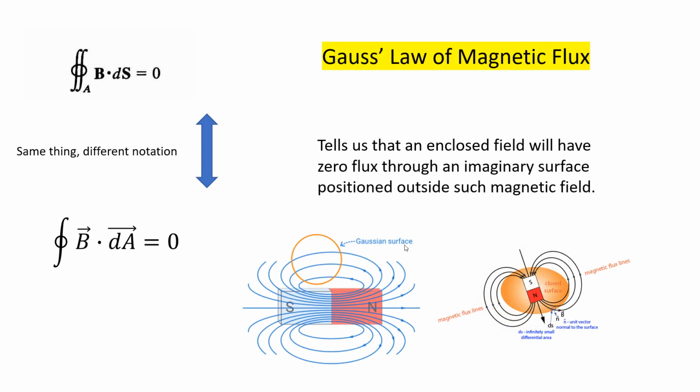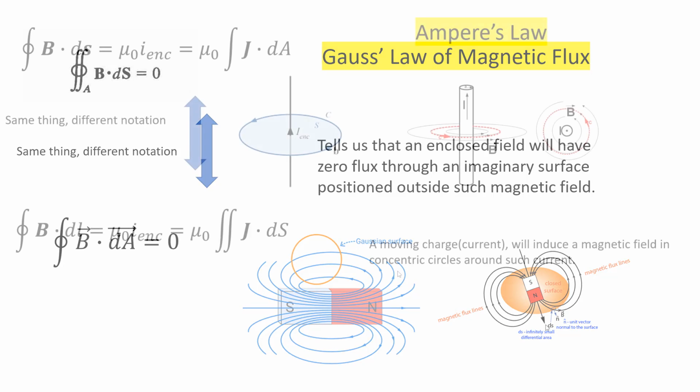Gauss's law of magnetic flux tells us that an enclosed magnetic field will have 0 flux through an imaginary surface. So in this example, I have put a magnet inside of a closed imaginary surface, and we would measure 0 magnetic flux outside of such surface.